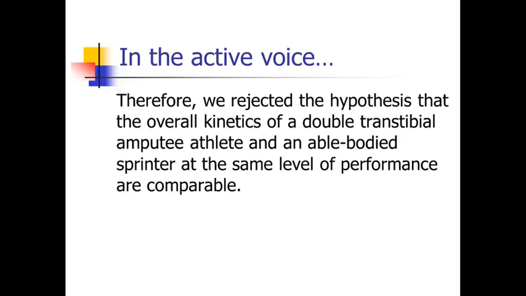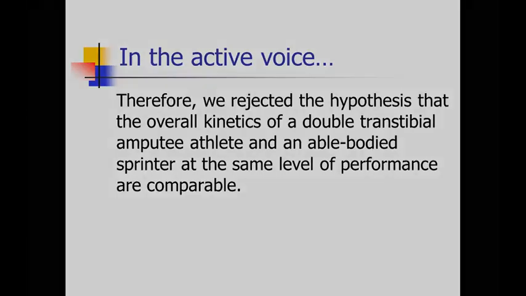rejected the hypothesis that the overall kinetics of a double transtibial amputee athlete and an able-bodied sprinter at the same level of performance. And then at the end of that sentence, we had an are not different. And as we talked about last time, the not can be a little bit confusing, it's a little awkward. So you might want to turn that into a positive construction like are comparable.